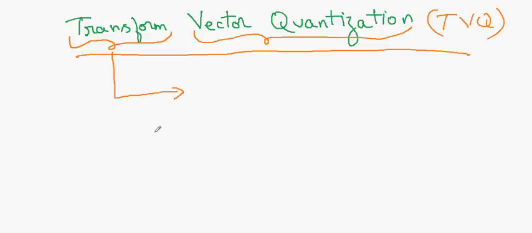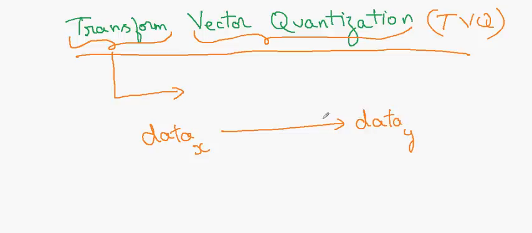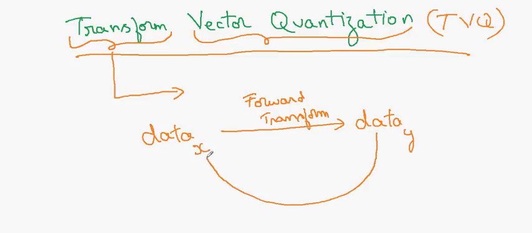Transform is nothing but transforming the data in one domain to another domain, say from domain X to domain Y. When I transform the data from domain X to domain Y, I call it a forward transform. When I transform the data back from Y to domain X, then I call it an inverse transform.